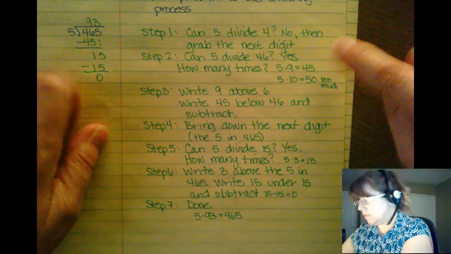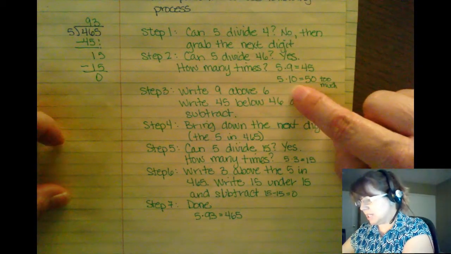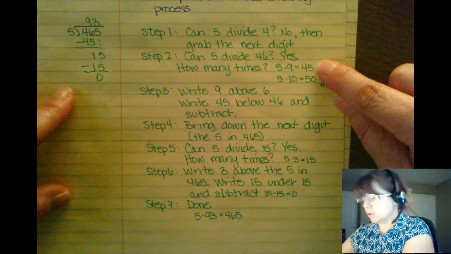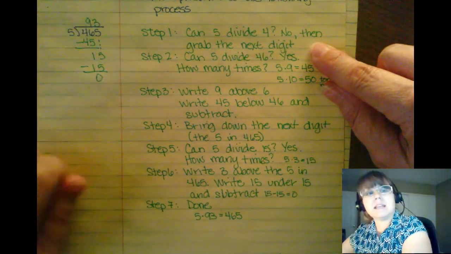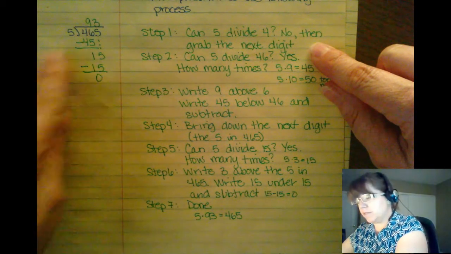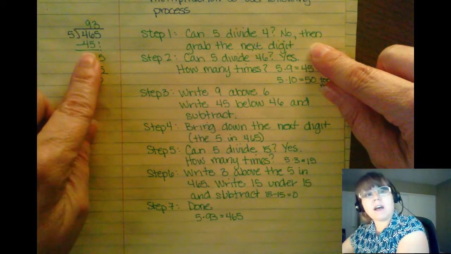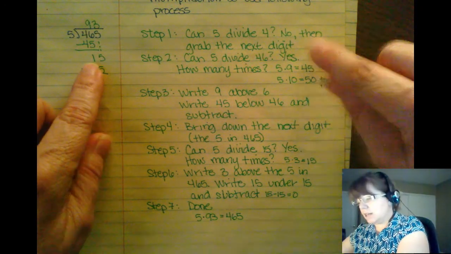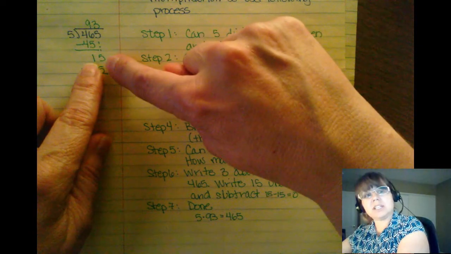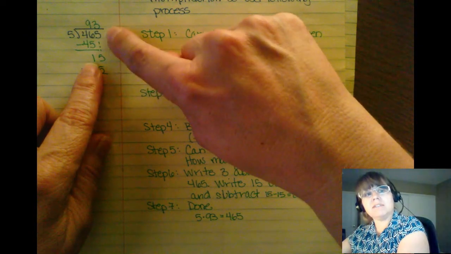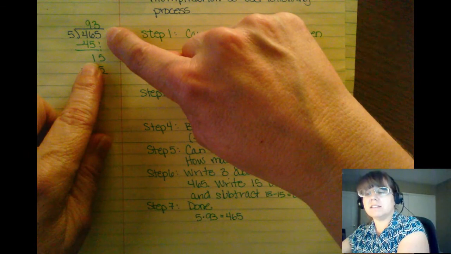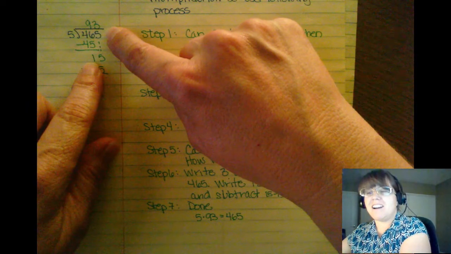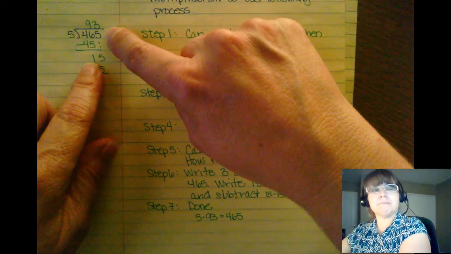5 times 9 is 45, and 5 times 10 is 50, so 10 is too much. So we're going to write the 9 above 46. 5 times 9 is 45, and then we take the difference, which is 1. Now we bring down the next digit in our dividend. Our dividend. I said it right the first time.